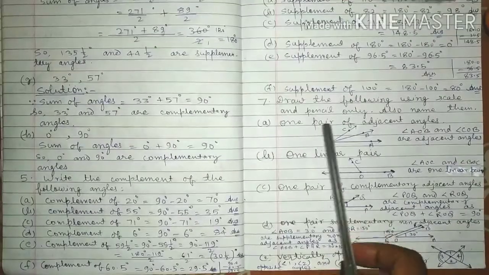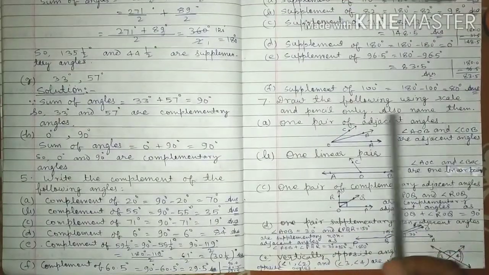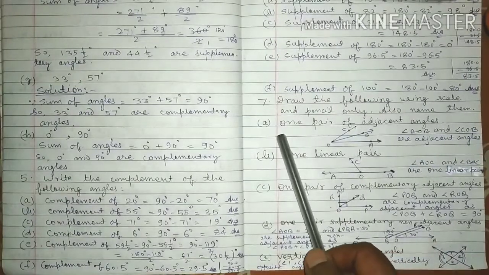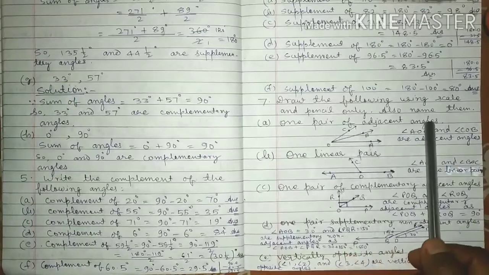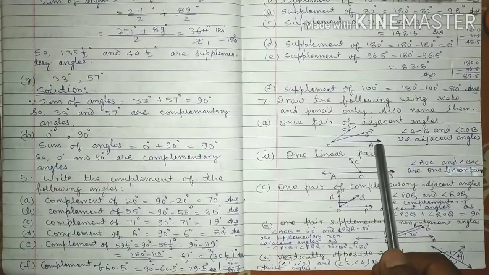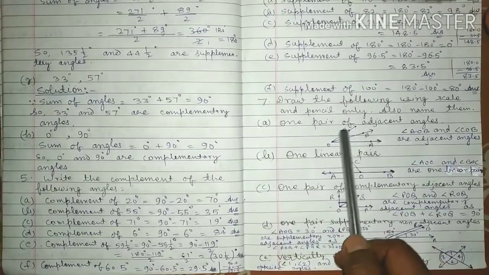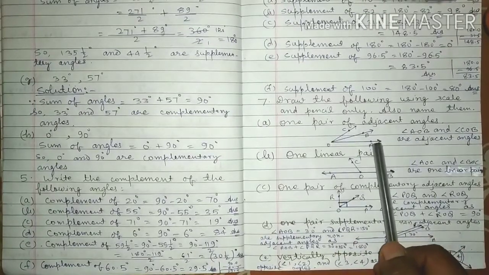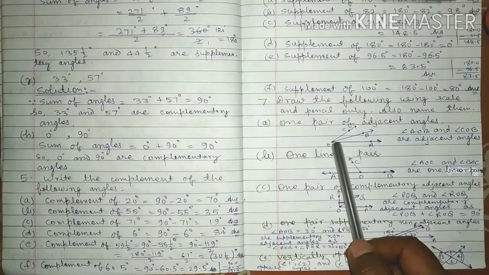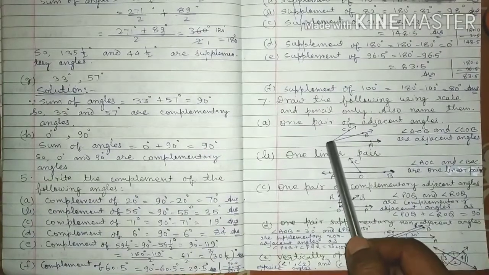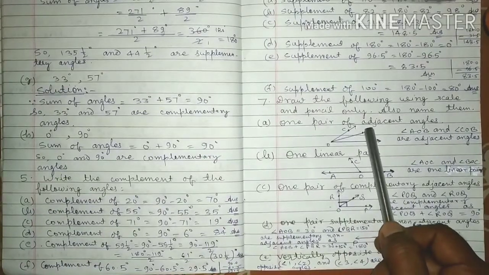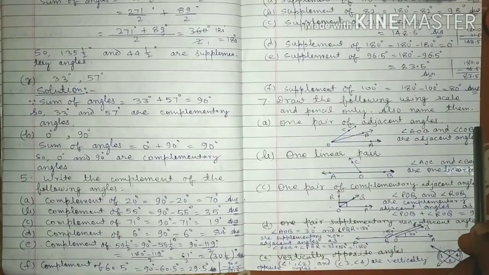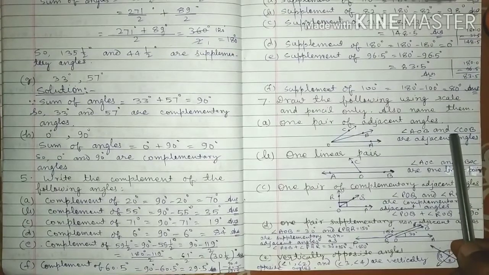Question number 7. Draw the following using a scale and pencil only. Also name them. A. One pair of adjacent angles. We draw angle AOB and angle COB. They are adjacent angles. Why? Because O is the common vertex and OB is the common arm. So angle AOB and angle COB are one pair of adjacent angles.